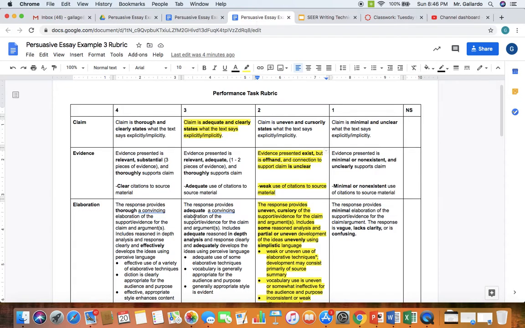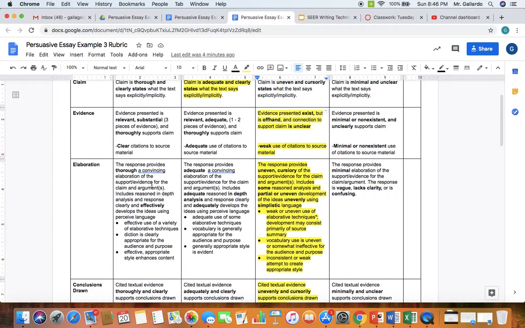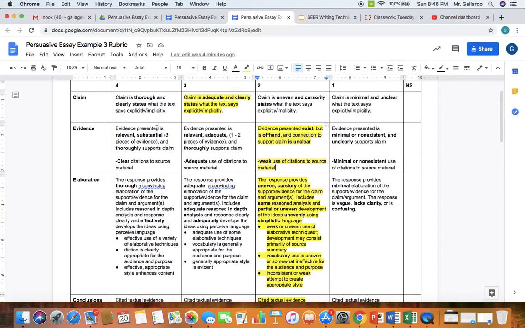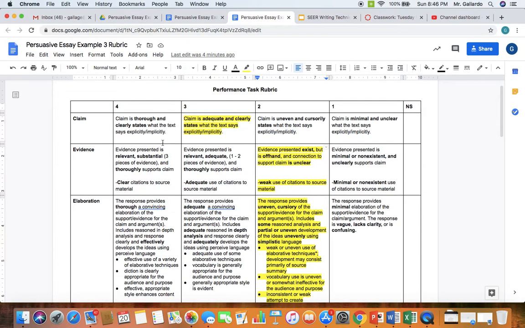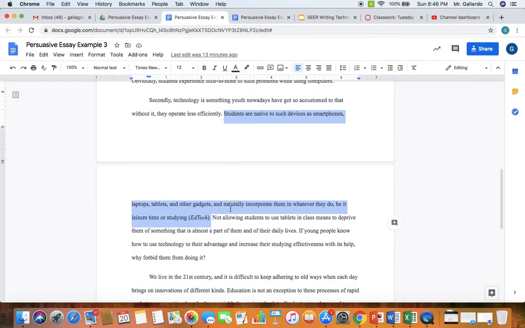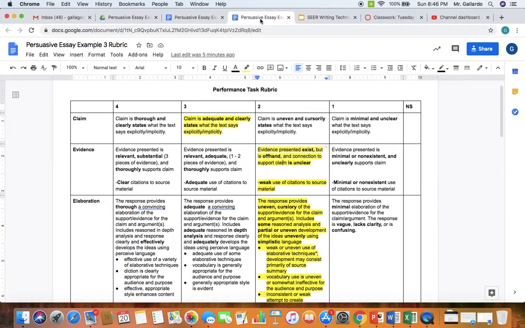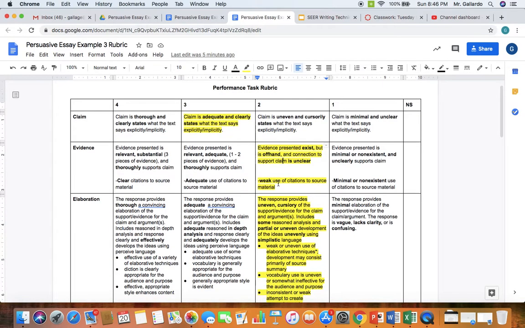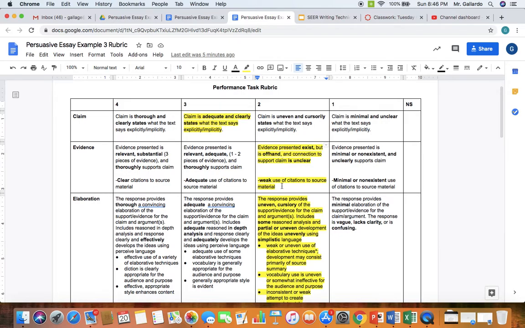And if we go to this rubric, first of all, to get a 4, you need to have 3 pieces of evidence. So since it is only using 2, it cannot be a 4. So it has to be a 3, 2, or a 1. And the reason why it is not a 3 is because of this adequate part and this thoroughly supports the claim. The evidence here is relevant, but it doesn't thoroughly support the argument. It's just helpful, but it doesn't really do much to take it to another level. So that's why it is a 2.